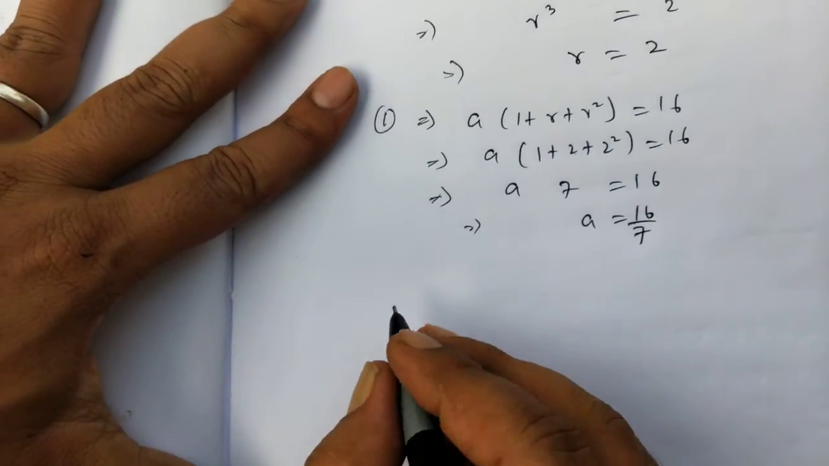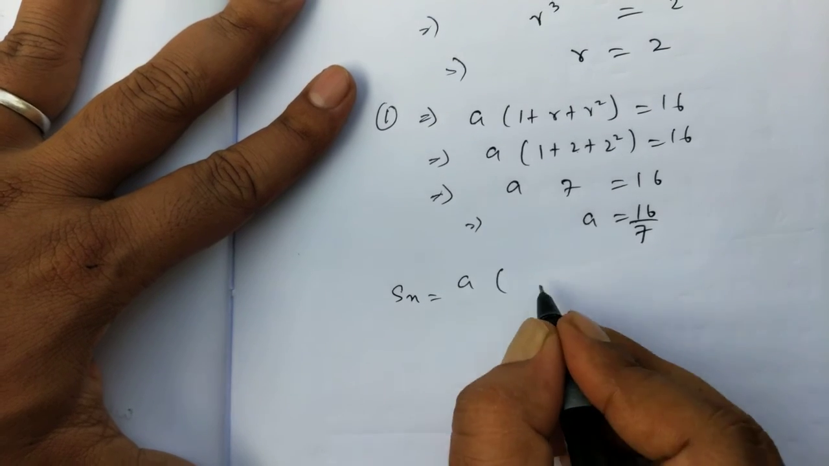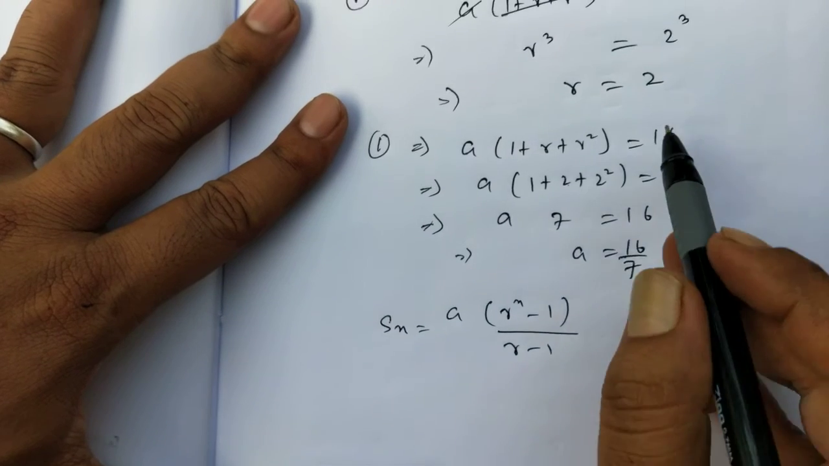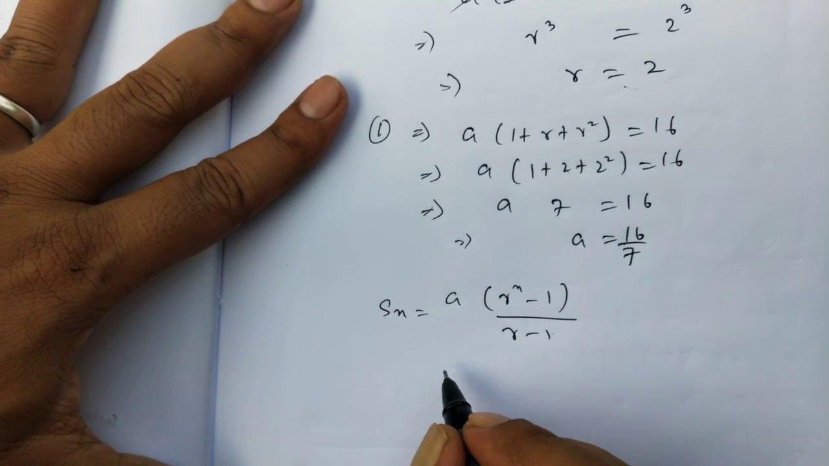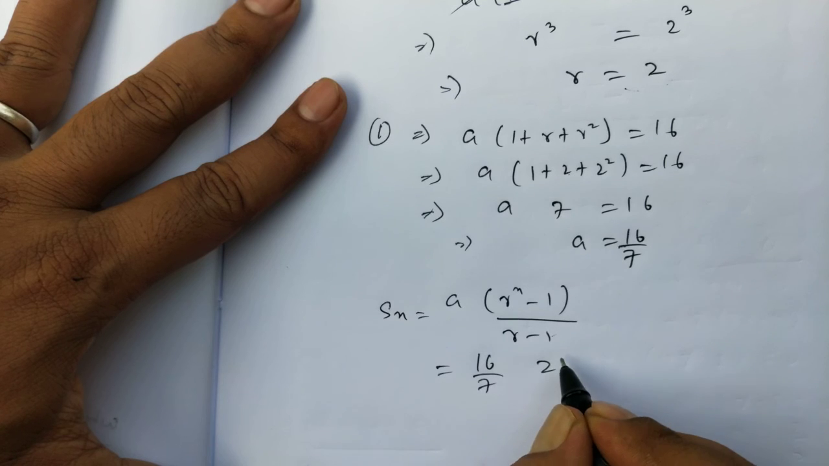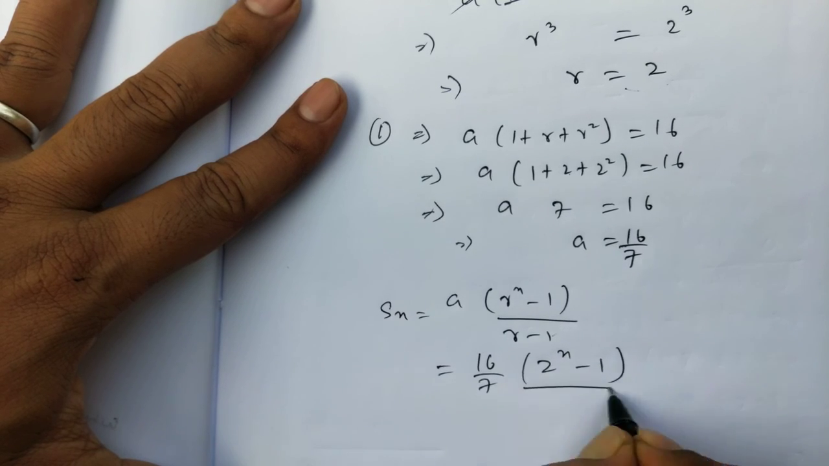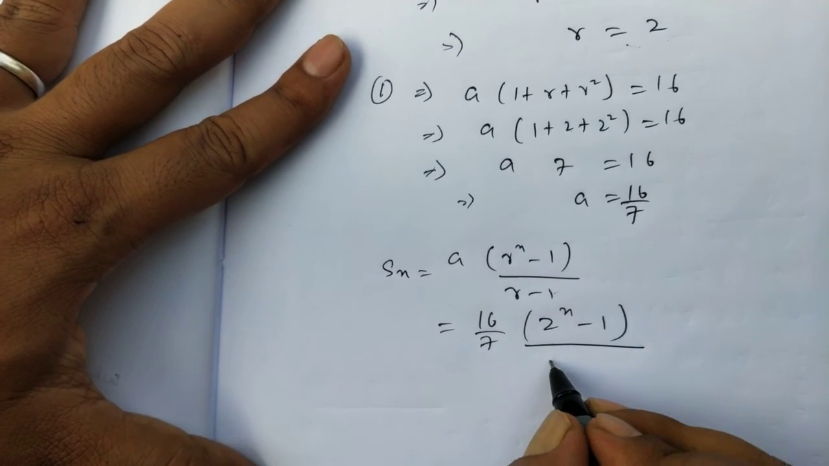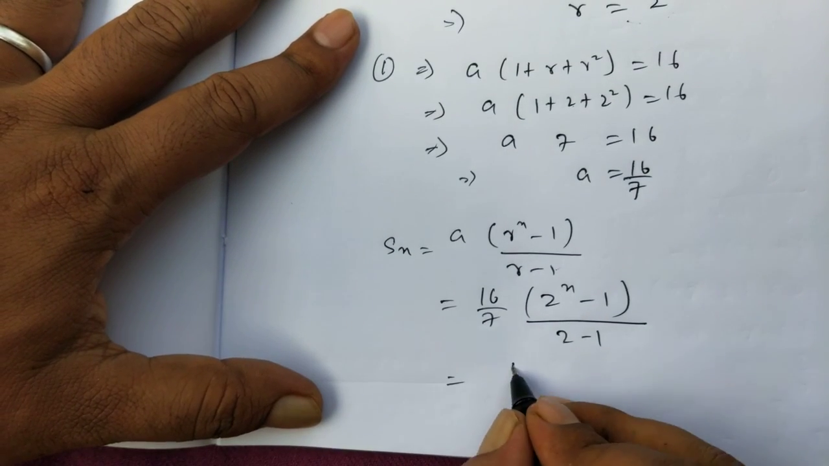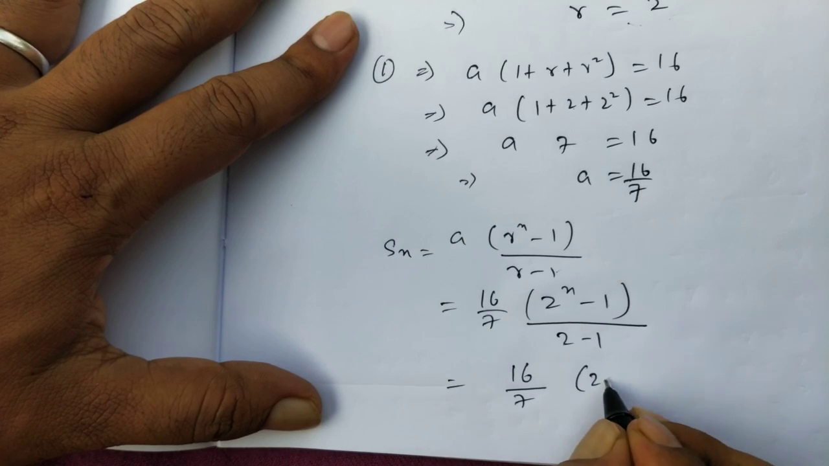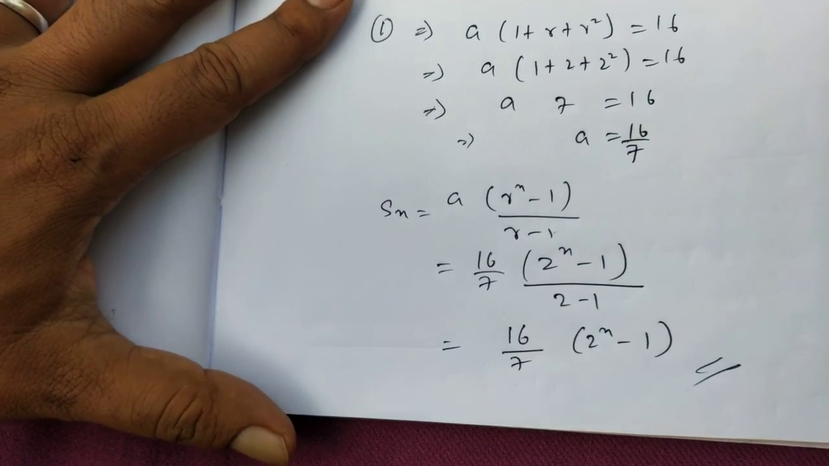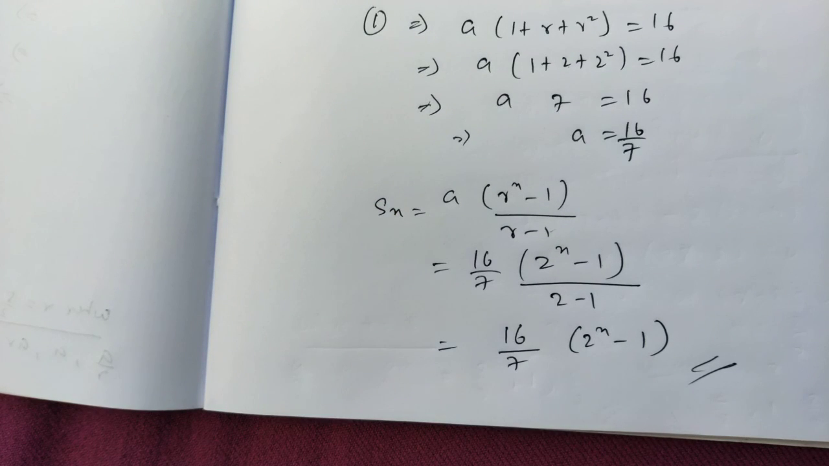So we'll find Sn equals a times r^n minus 1 by r minus 1. Since r is 2, greater than 1, we're using this formula. 16 by 7, r is 2, power n minus 1, and r is 2 minus 1. So 2 minus 1 is 1. So we'll get 16 by 7 times 2 power n minus 1. This is your final answer. The denominator is 1, no need to write. You can pause the video and write everything. Thank you.